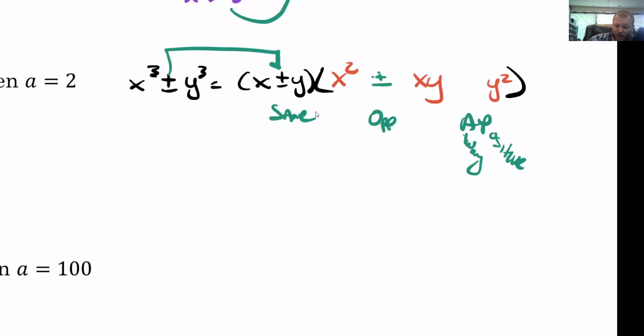How am I doing? So this sign, I'm so screwing this up. We have an x plus y. So these two signs are going to be the same. I'm going to so get a cup of coffee after this.